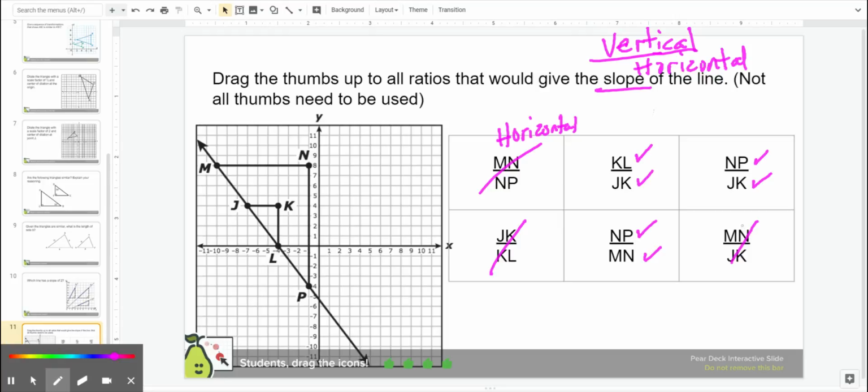Actually, I made a mistake here. So this NP over JK actually would not work because the vertical side and horizontal side have to be in the same triangle. So there we go. That's your slope and similarity pair deck.